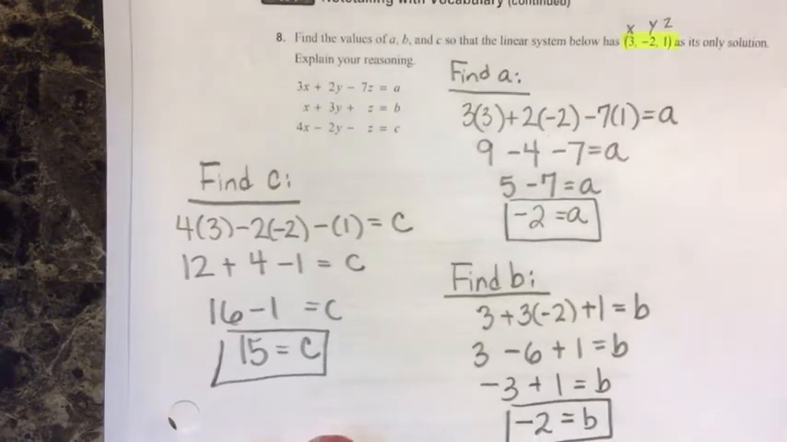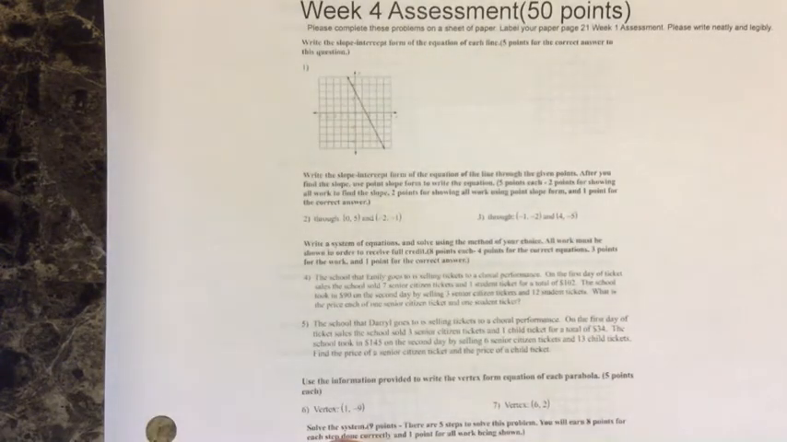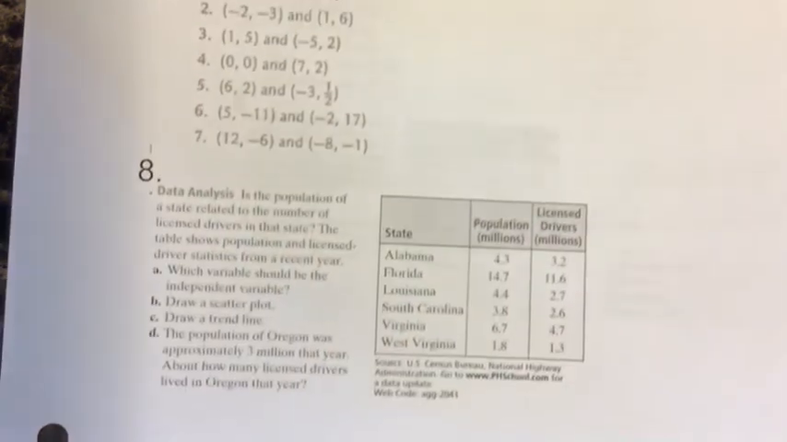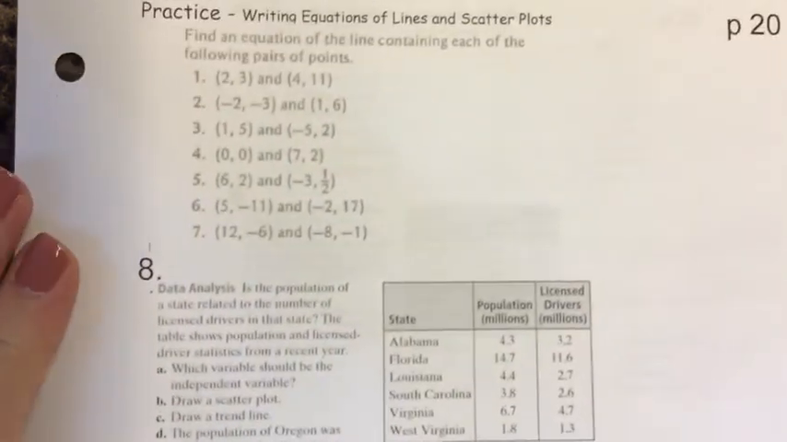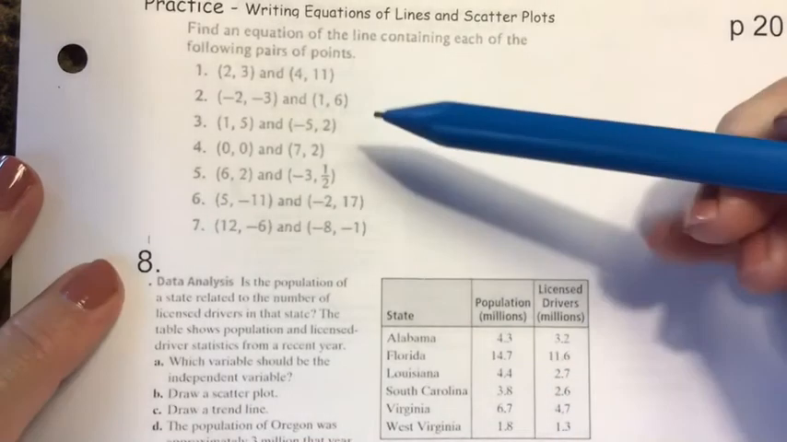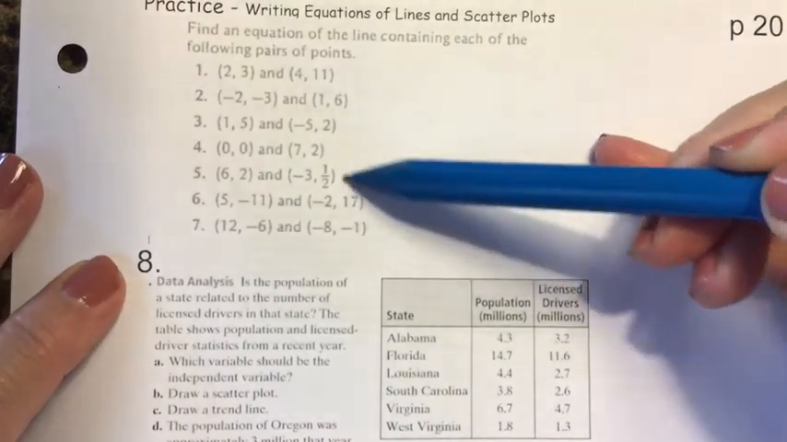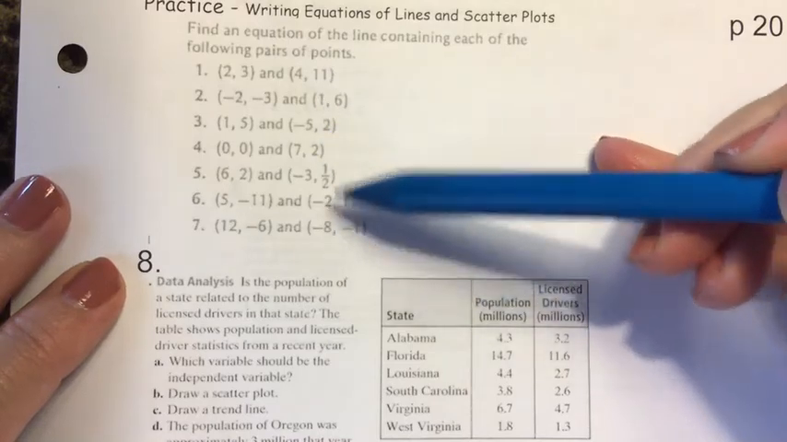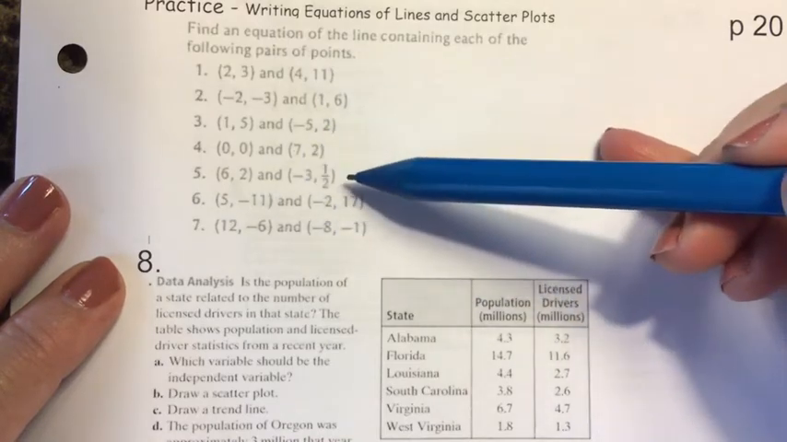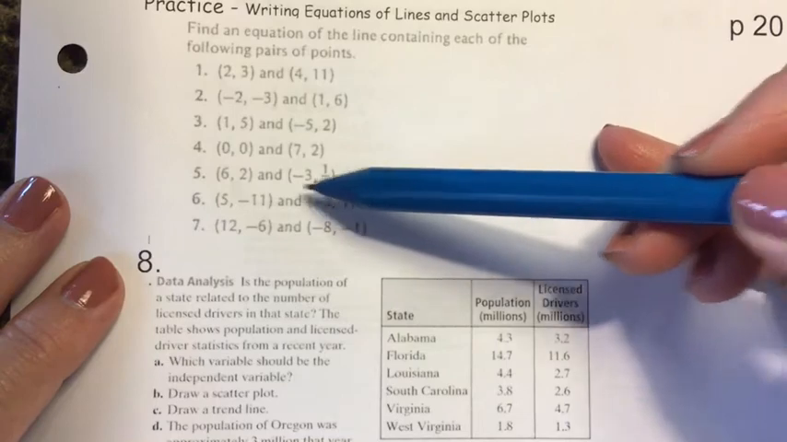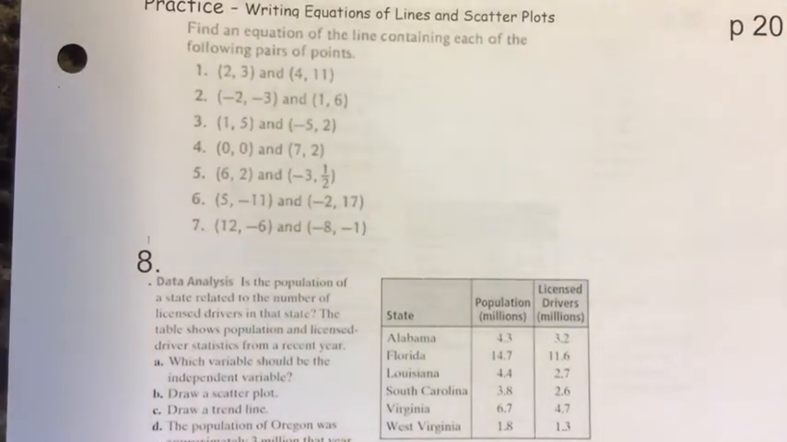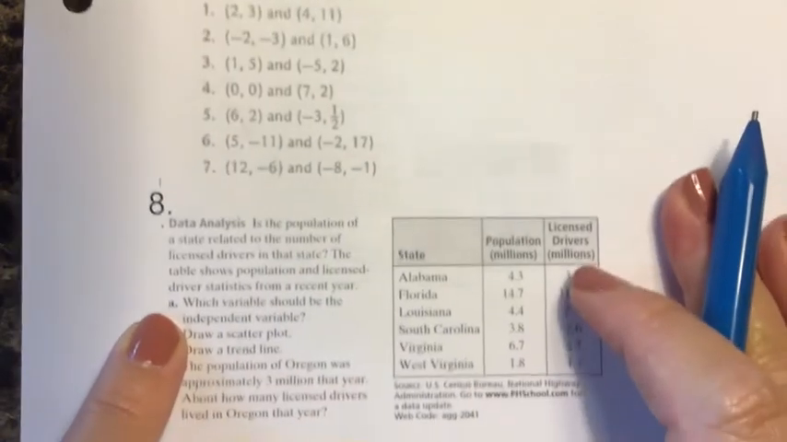I want to talk about just for a moment what you have to do as part of your assignment. Here's your practice of writing equations and doing scatter plots. Here you're going to find your slope and then use point slope form. These are relatively straightforward. Be careful with your fractions. They're not that difficult. If you need help, reach out. I'll be glad to help you.